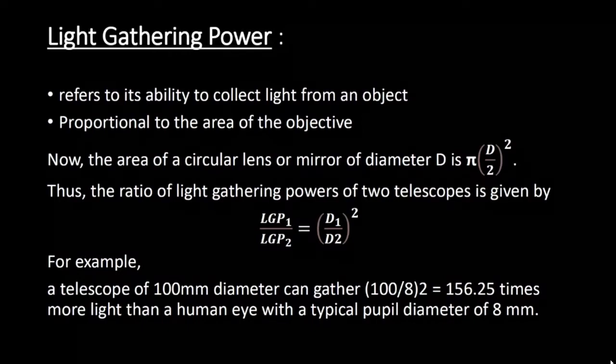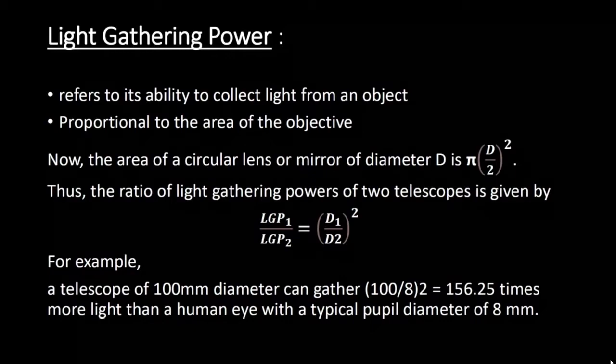Similarly, the light gathering power of a telescope is directly proportional to the area of the telescope objective, so it is proportional to the diameter squared. The area is pi r squared, that is pi into (d by 2) squared, so 2 is a constant. So the ratio of the light gathering power of two telescopes can be defined as (d1 by d2) the whole squared. Again, for example, if a telescope has a diameter of 100 mm, the light gathering power would be 156.25 times more than a human eye, which typically has a pupil diameter of 8 mm.